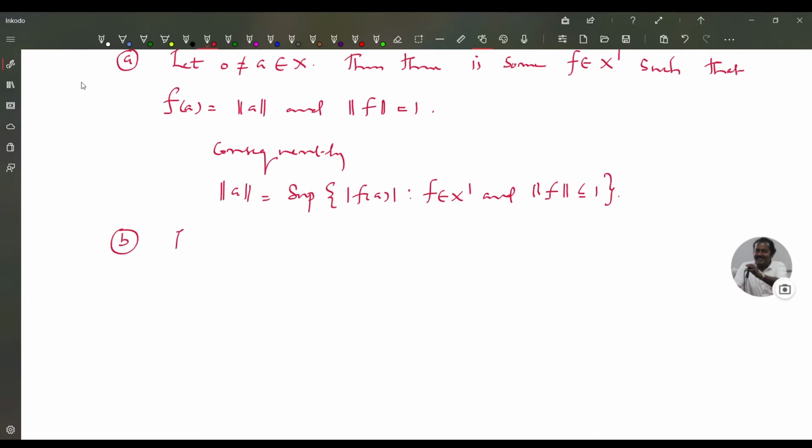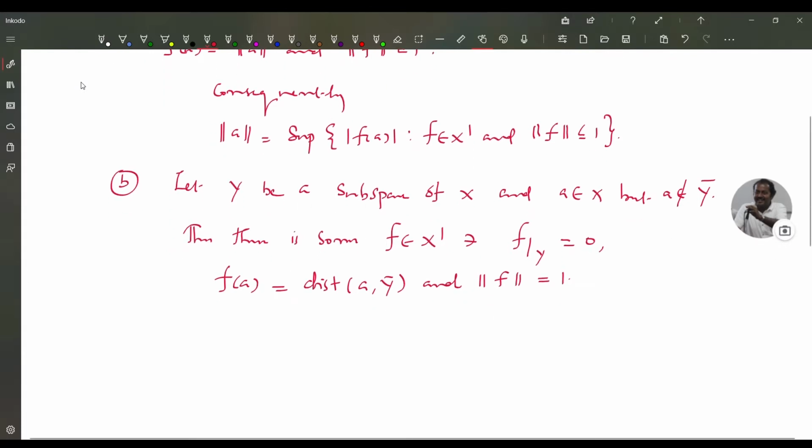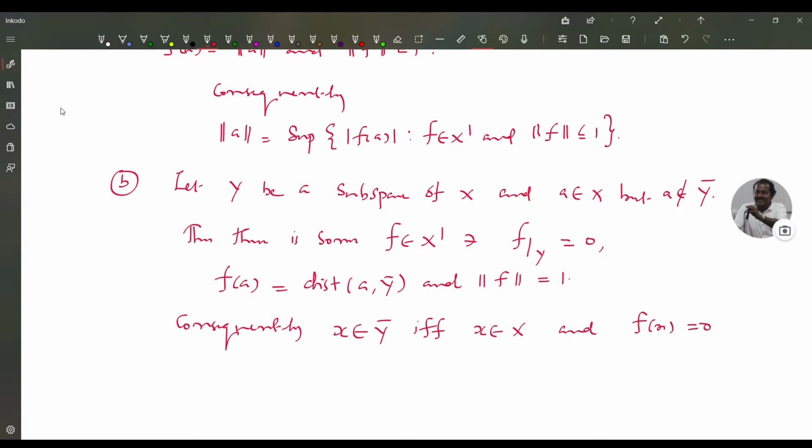B. Let Y be a subspace of X and a belongs to X but a does not belong to Y closure. Then there is some f in X* such that f restricted to Y equals 0, f of a equals the distance between a and Y closure, and norm f equals 1. Consequently, x belongs to Y closure if and only if x belongs to X and f of x equals 0 whenever f belongs to X* and f restricted to Y is 0.